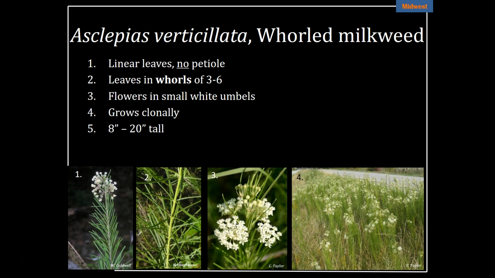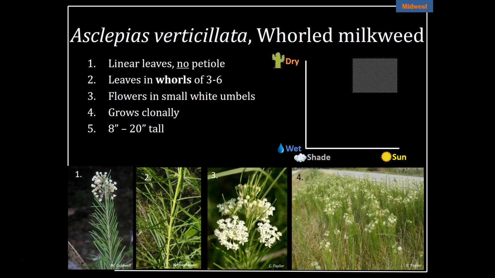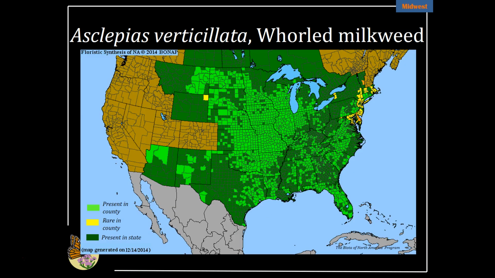It's one of the shortest milkweeds you'll find in the Midwest, topping out around 20 inches tall. It prefers dry, sandy, or loamy soils and full sun. The bright green on this map shows where whorled milkweed is commonly found.